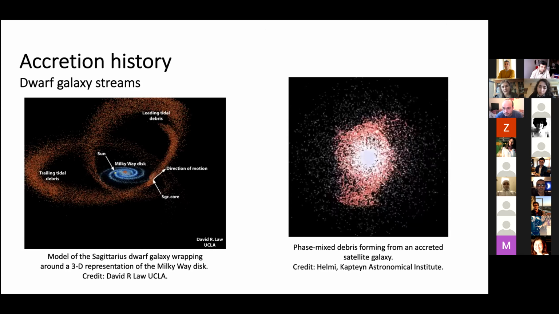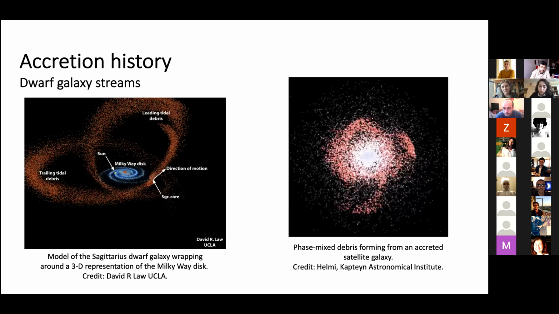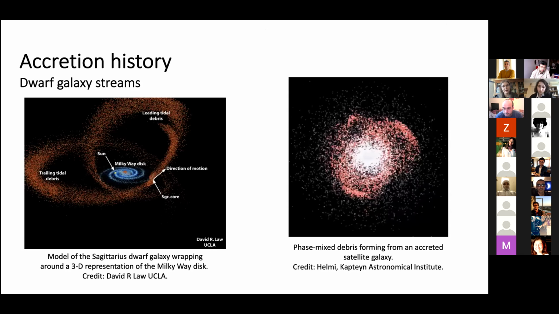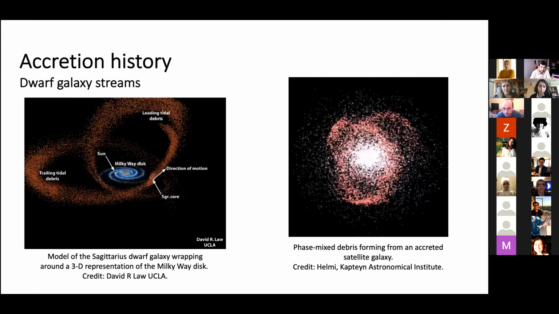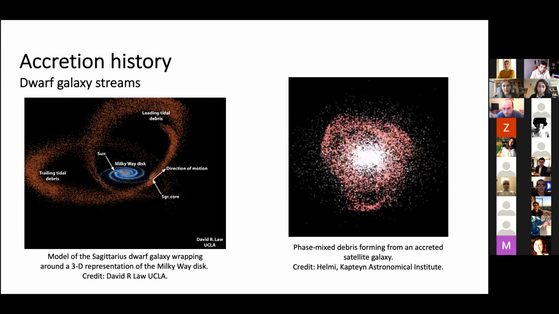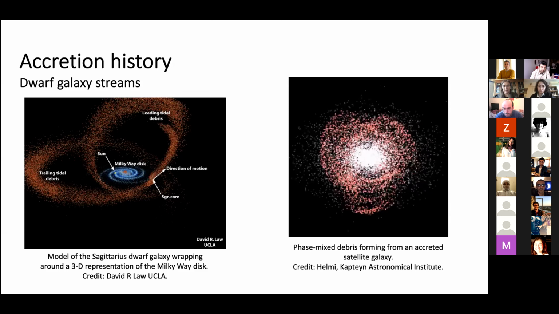And if you look in a small volume, we see that the stars are moving with the same velocities and still moving along the same orbit, but just very spread out along that orbit. And we call this phase mixed debris. So it's no longer spatially coherent, but it's still coherent in velocities in a small volume, and also in properties that we call integrals of motion that remain conserved along the full orbit with time.